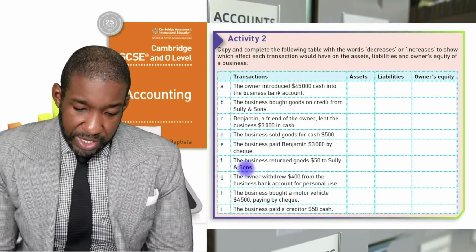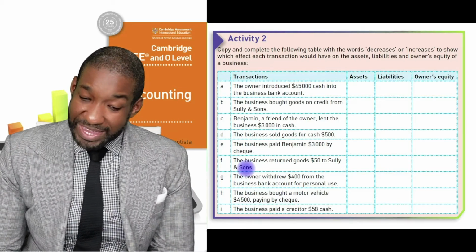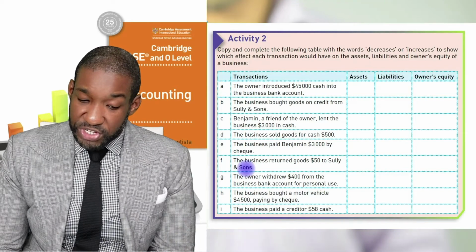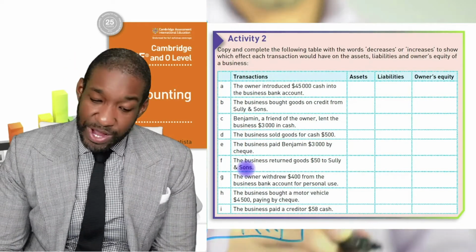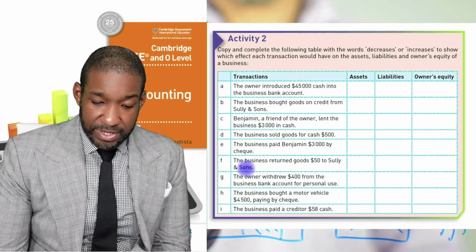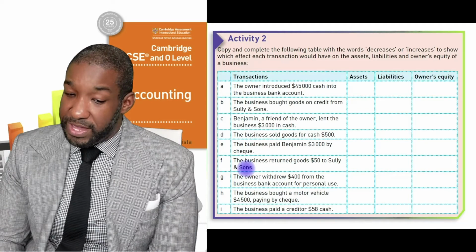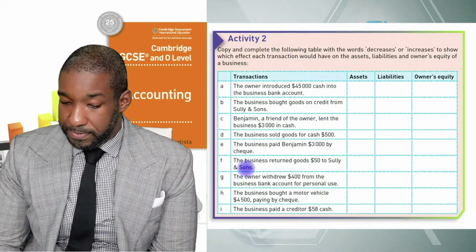Letter G, the owner withdrew $400 from the business bank account for personal use. So this should have the opposite effect of letter A, where money is taken out of the business and it is being used for personal use. So that should have an effect on either assets, liabilities, or owner's equity.